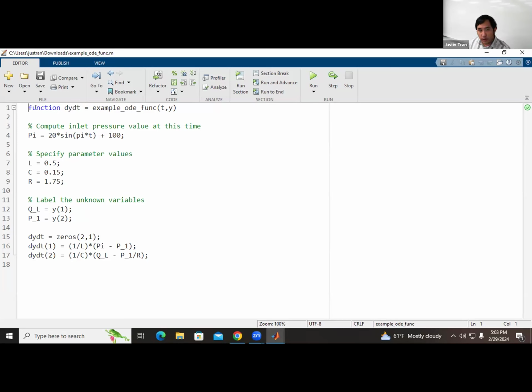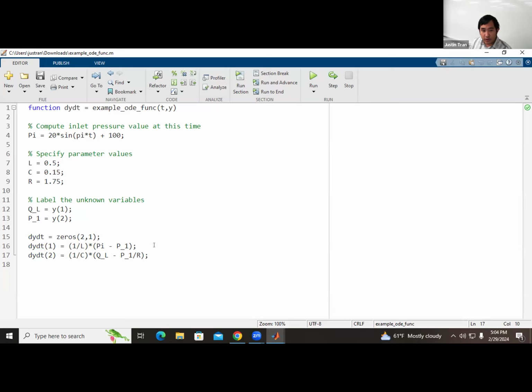In the other file, you can see that it starts with the keyword function. That tells us we're defining a new function in MATLAB. You can see that it takes two arguments, t and y. If we want to find our equations, they are down here. I've defined this new entry, dy/dt, and it has two entries.